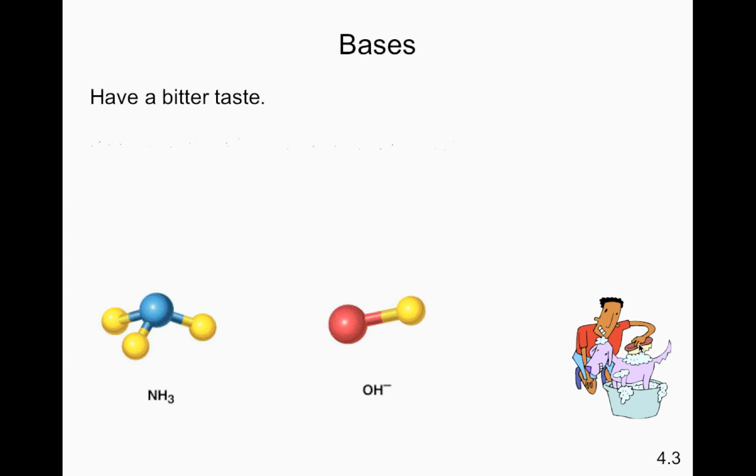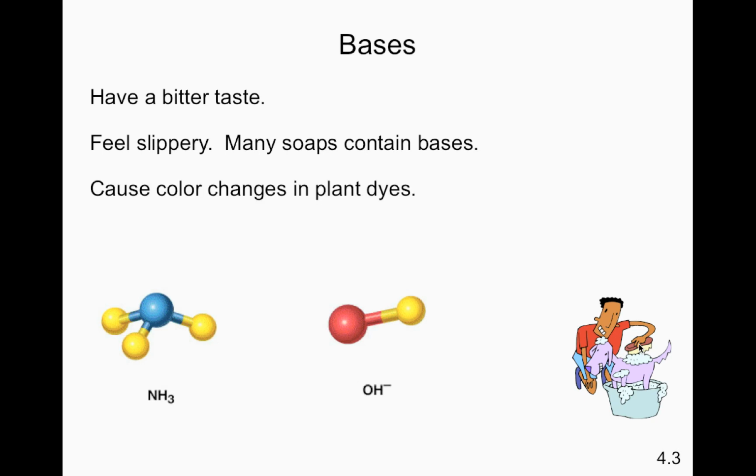Bases, on the other hand, have a bitter taste. They feel slippery. Many soaps and detergents contain bases. They also cause color changes in plants, but different changes than the acids do. And they also can be strong or weak electrolytes. So strong bases would be strong electrolytes, and weak bases weak electrolytes. And down here at the bottom, we can see a couple of examples of bases. This is ammonia, and this is hydroxide, and here's somebody washing his dog.